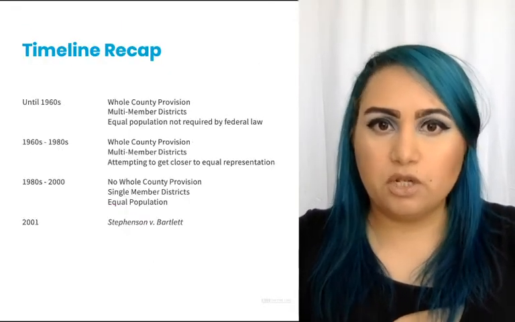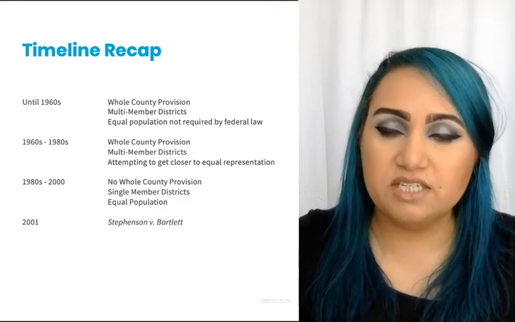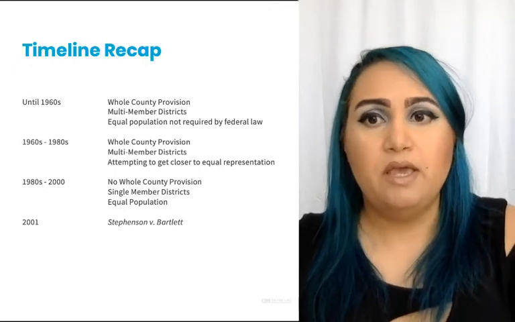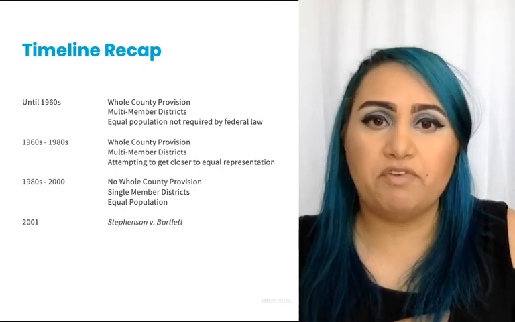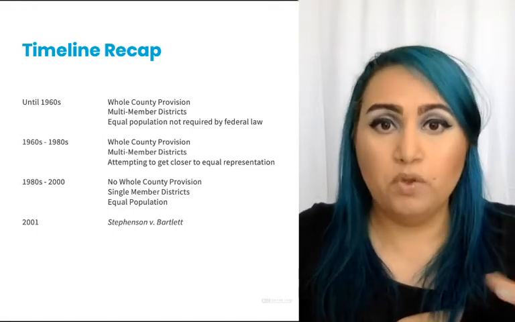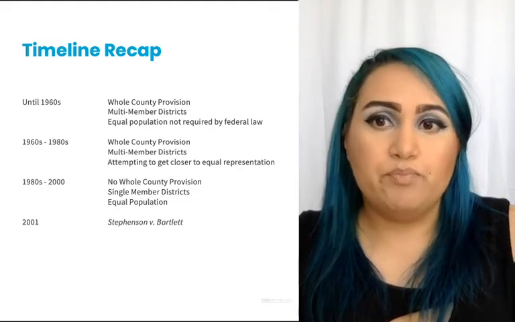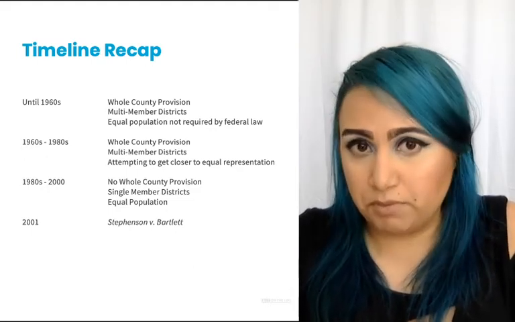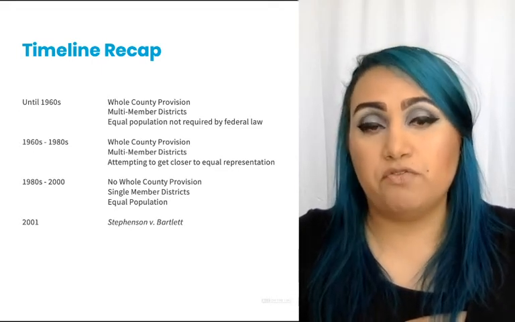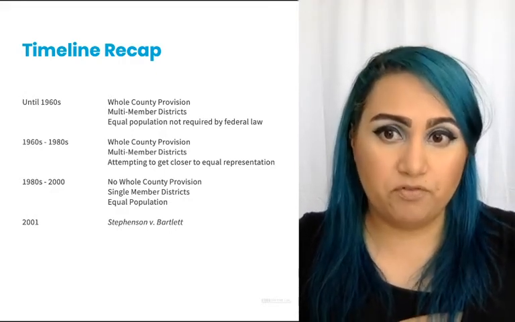So here's just a little recap of the timeline of how the districts worked. Up until the 1960s, the whole county provision was in effect. We had multi-member districts, and equal population was not required by federal law, although there were attempts to make things a bit more proportional within the multi-member districts. From the 60s into the 80s, the whole county provision was in place. We still had multi-member districts. And at this point, one person, one vote comes into effect, and so they have to try harder to make those multi-member districts equally representative.